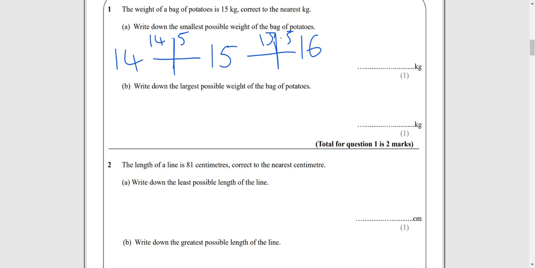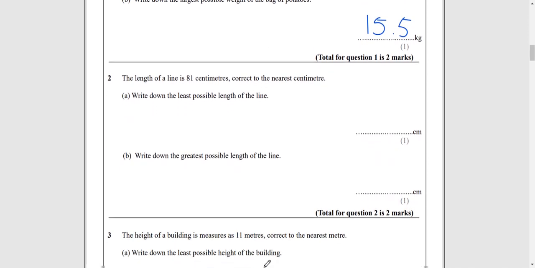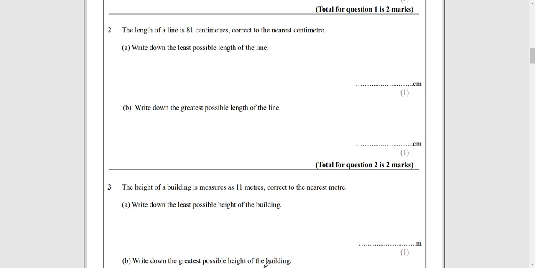What is in between 15 and 16? 15.5. So the smallest possible weight, 14.5. The largest possible weight, 15.5. On to the next question. It's absolutely fine at this point if you still don't understand it, because we've only really quickly gone over one example.